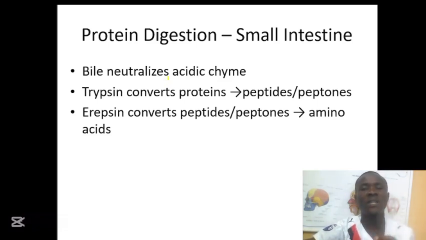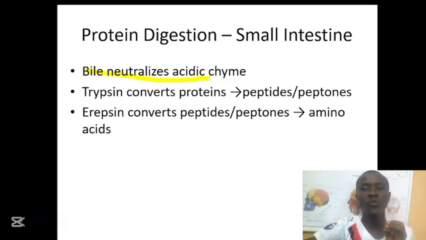So what happens? The bile that is produced by the liver, which is stored in the gallbladder, will be released into the duodenum, the first part of the small intestine. In there, it will neutralize the acidic content of the food coming from the stomach. As we have it on this slide, bile neutralizes the acidic chyme.